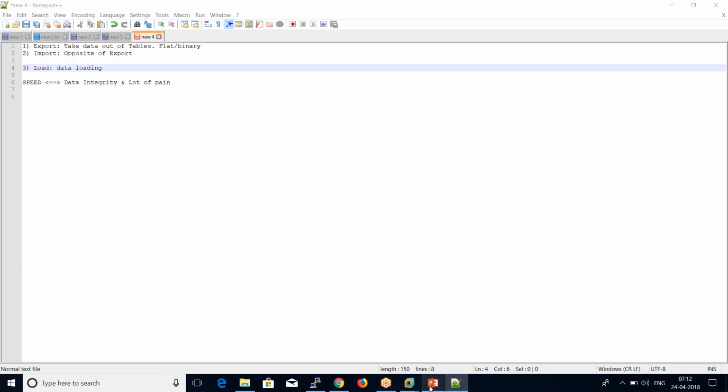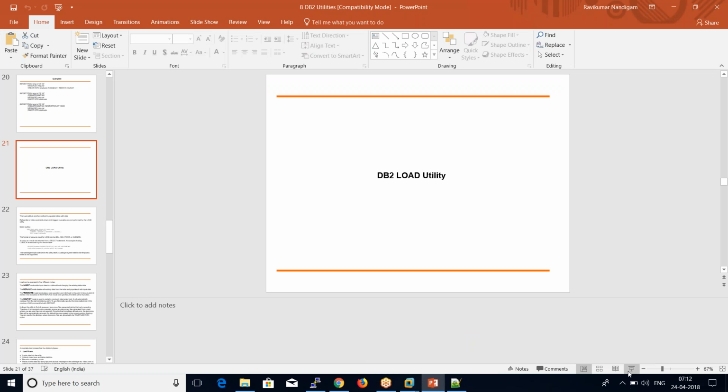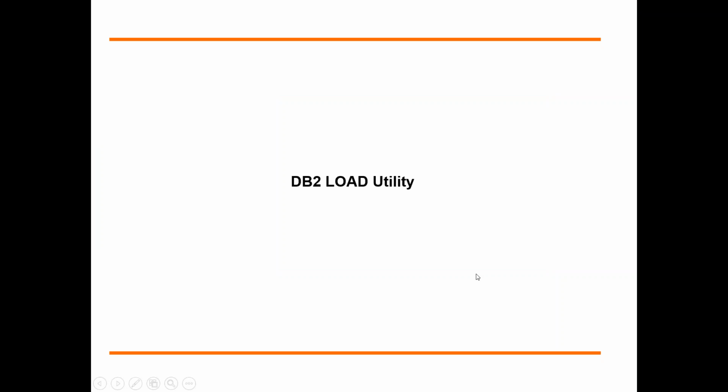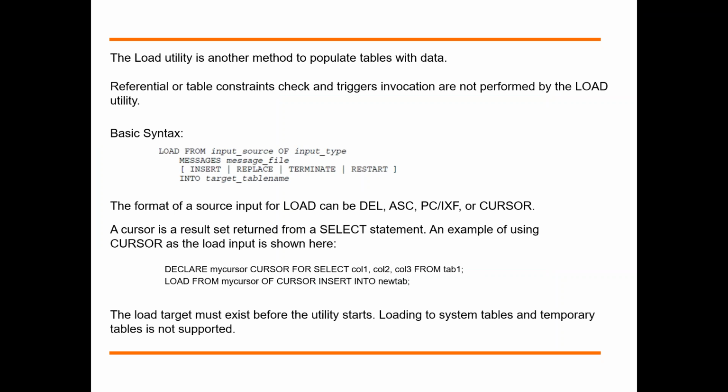Now let's look at what load is. The load utility is another method to populate tables with data, of course. This is the major difference between the load and import commands. Always try to compare whenever we see load with import, how it is different from import. The referential integrity and table constraint checks and trigger invocation are not performed by the load utility. What does this mean?